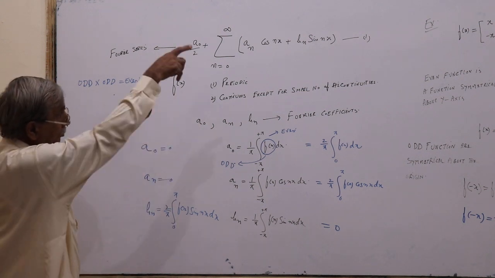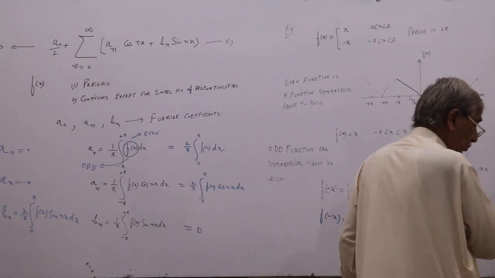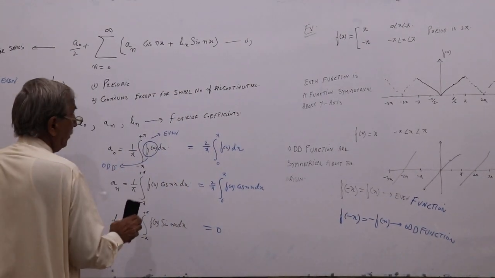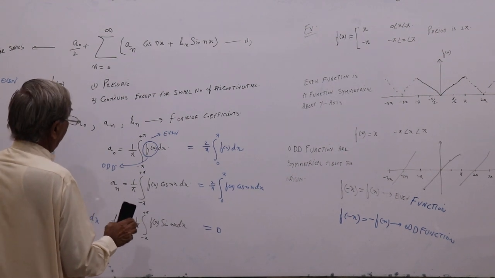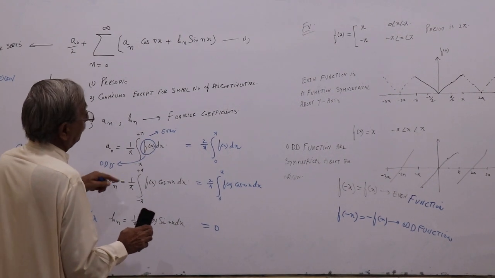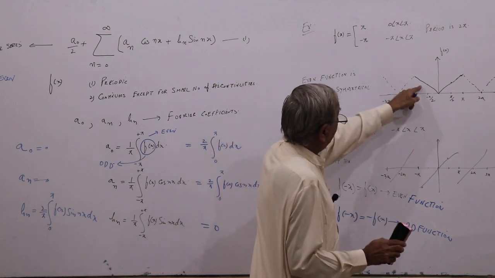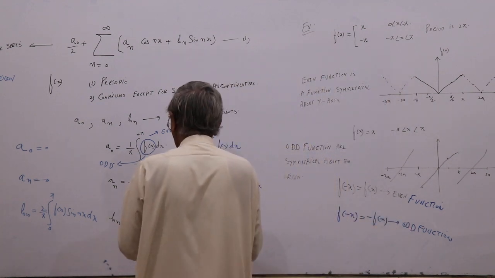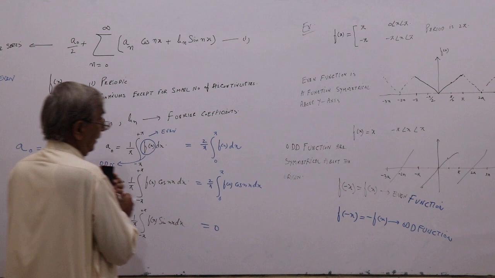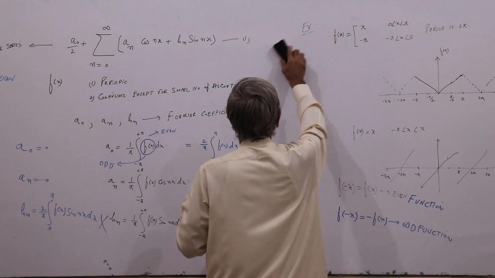Okay? Now we come to our example. Let me solve both of them. I am going to calculate what a naught, an and bn are. But we see that this is an even function, hence we don't have to calculate bn. We have to calculate a naught and an. Okay? So this is what we are going to do.